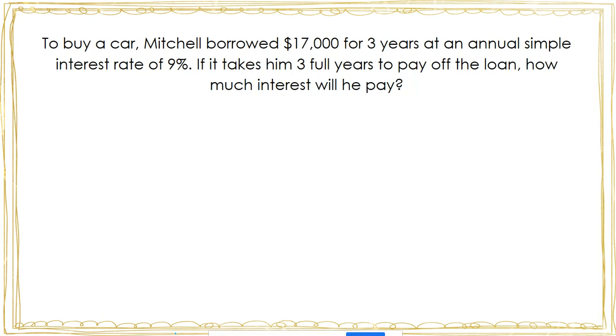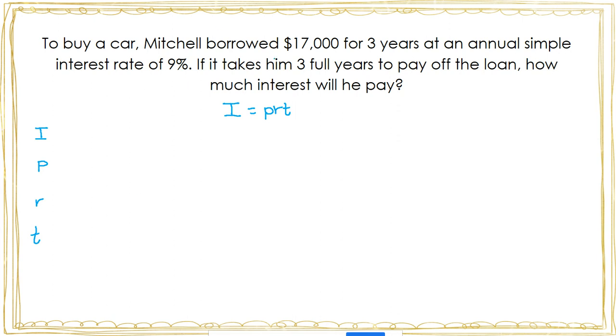So let's look at a few examples. To buy a car, Mitchell borrowed $17,000 for 3 years at an annual simple interest rate of 9%. If it takes him 3 full years to pay off the loan, how much interest will he pay? Well, again, we're going to use our formula I equals PRT. But let's figure out what we have here. So we have I, P, R, and T.